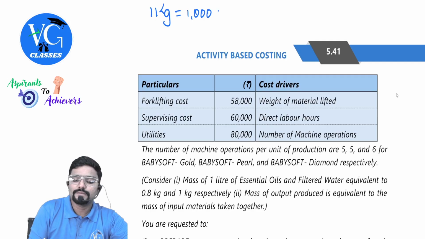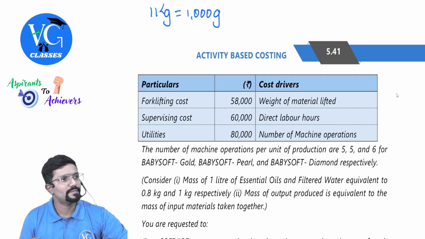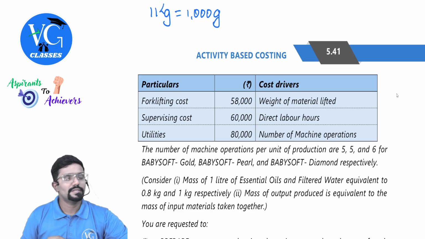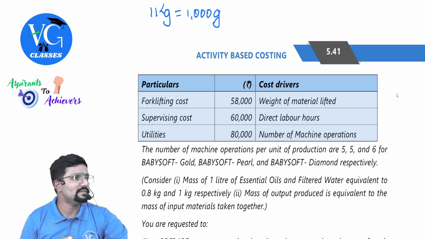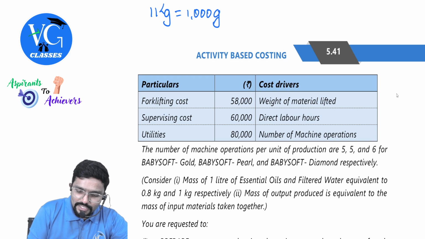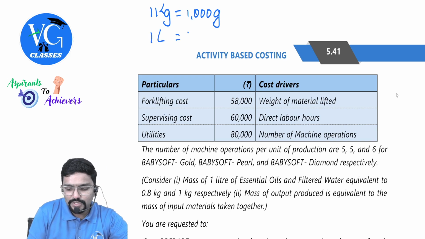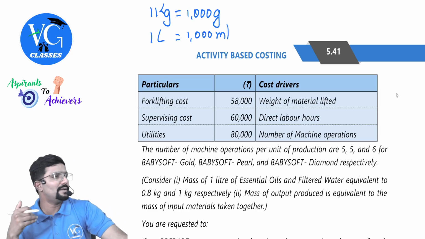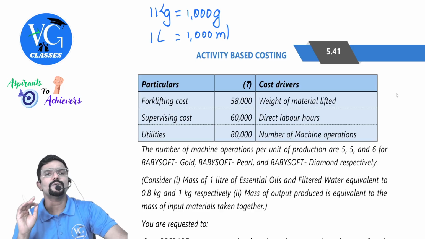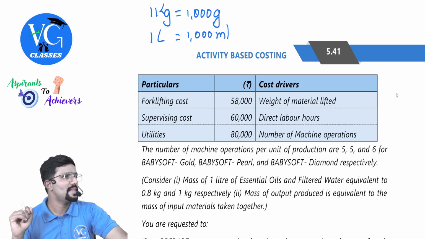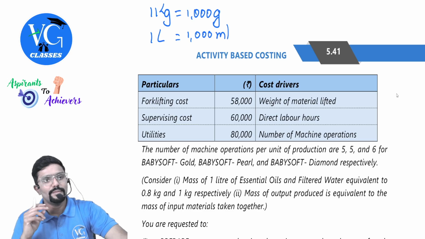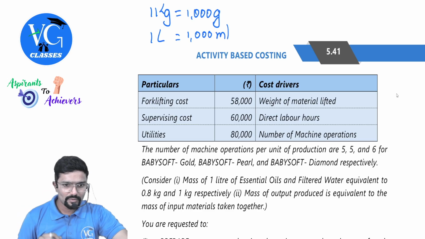1000 grams. 1000 G. Okay, sir. Kg? 1000 G. Okay. Next, 1 liter is equal to 1000 ml, guys. As they have used ml, I am just telling you. 1 liter is equal to 1000 ml. Is that clear? Yes.